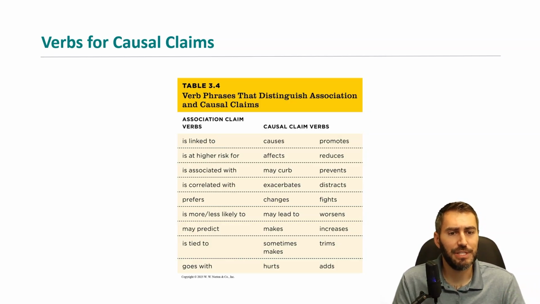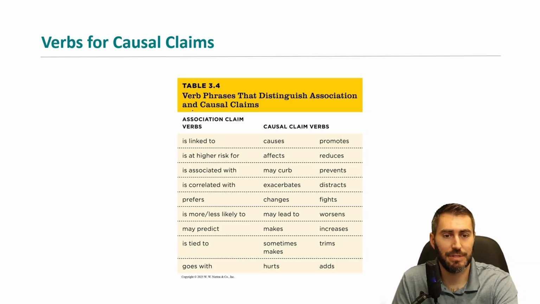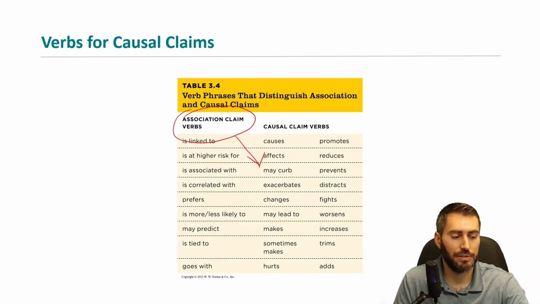So you can see association claims are things like is linked to, is tied to, is correlated with. And these only bring with them the level of conclusions that associations can bring. They can't draw conclusions or causal directions or causal relationships between the variables. On the other hand, causal claim verbs or ways of describing these relationships are things like causes, affects, changes, worsens, increases. And I think that what we see a lot of the time is that researchers might make association claims in their research, and then the news may take these and misreport them using causal claim verbs.